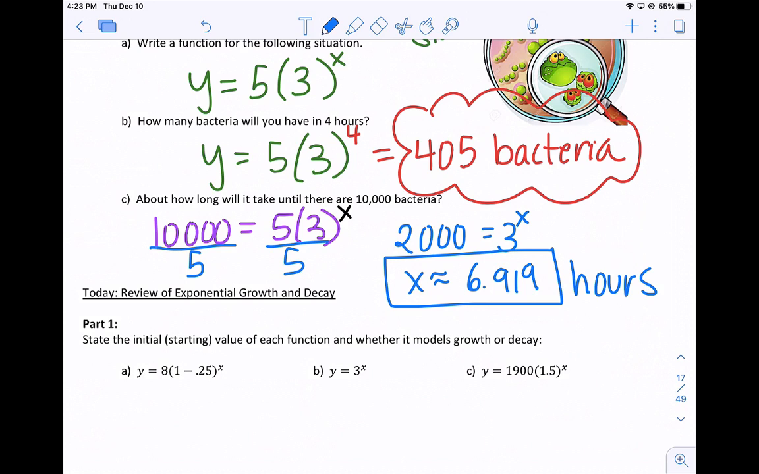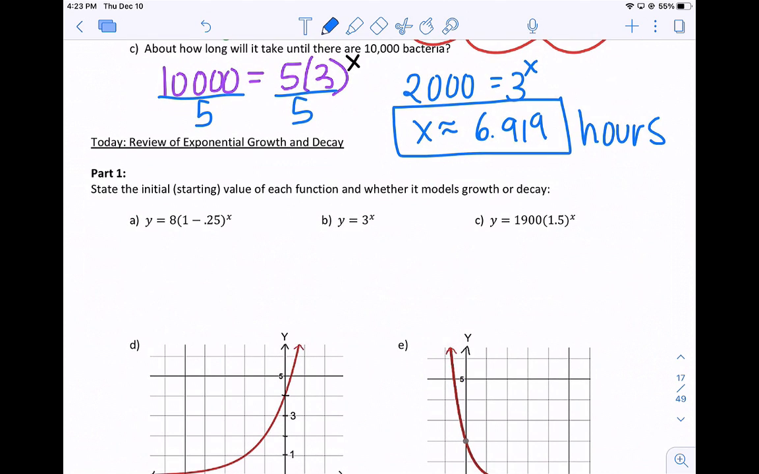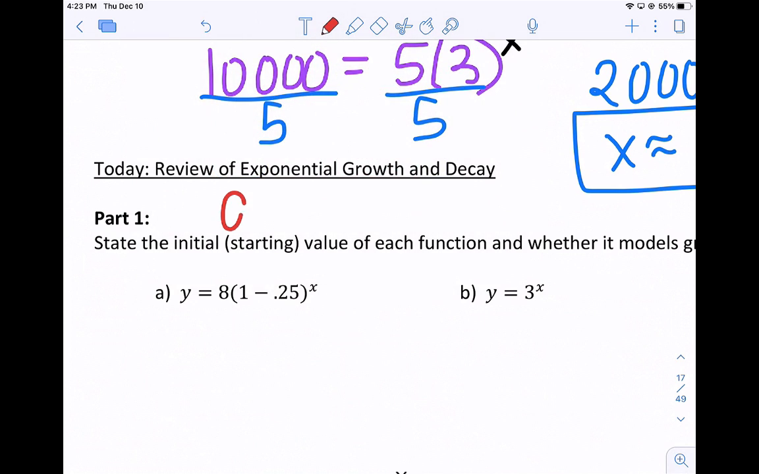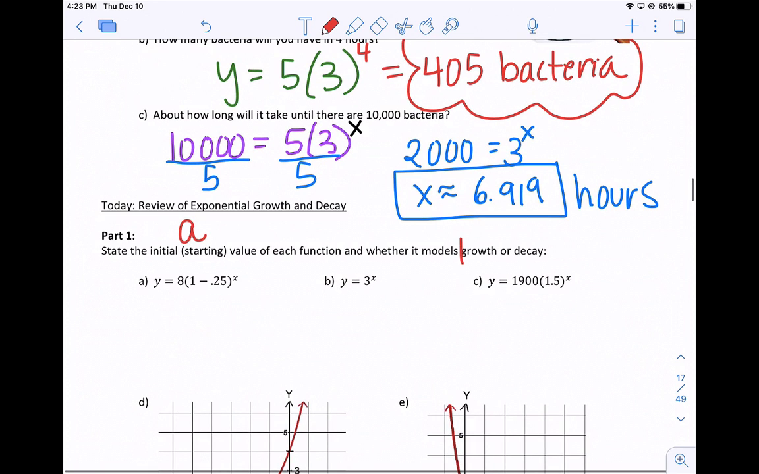All right, so yesterday we did practice doing these methods for solving, and we're going to review more of that today. So I did divide this into 2 different parts. One, just looking at the equation, telling growth or decay and starting value, and then part 2, we'll take a look again at the word problems. So in part 1, can you just give me the initial starting value? I'm going to call my starting value the a value. So what's the starting value? And then is it growth or decay?